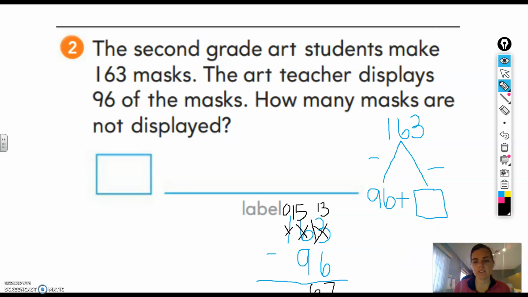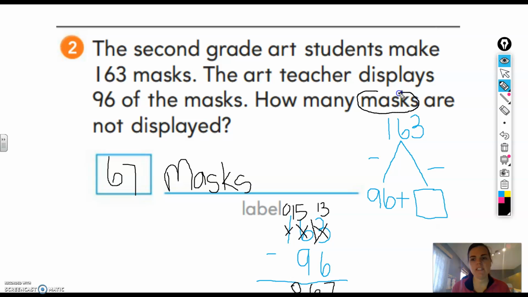67. Oops, hopefully you can see that there. It looks like it might be cut out a little bit, but it's 67. And then I have 0 minus 0 is 0. I can either put 0 or just leave it blank because my answer is 67 masks. And I should be spelling mask correctly because it is written many places.